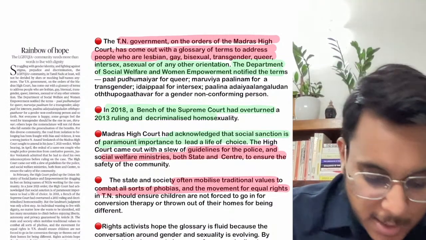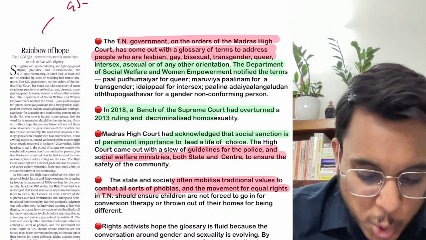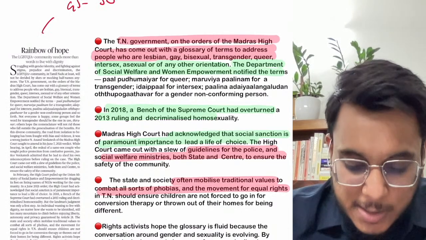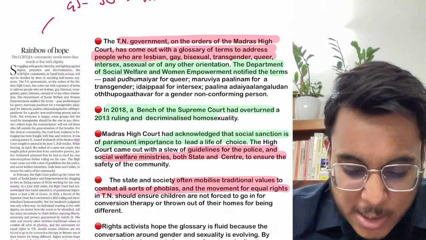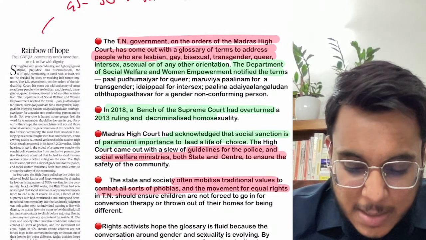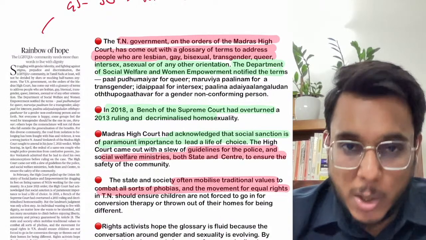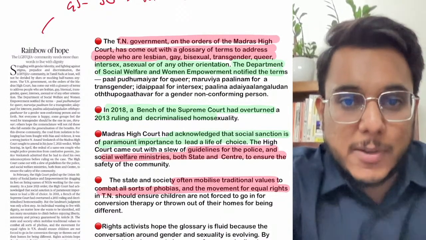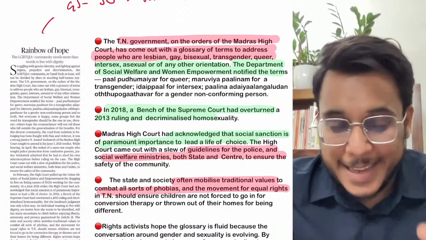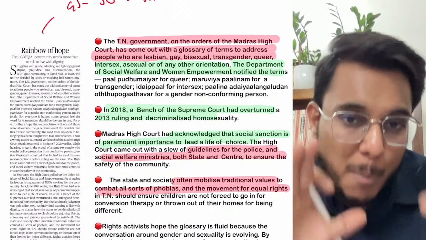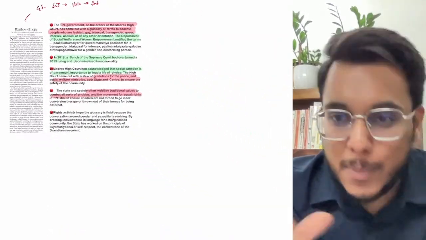We'll see this particular article with respect to the GS paper number 2, social justice. Within the social justice, vulnerable sections of Indian society. We'll see this particular article. Now, let's discuss first of all the issues that are there, which you need for a background. So let's first of all see the background.